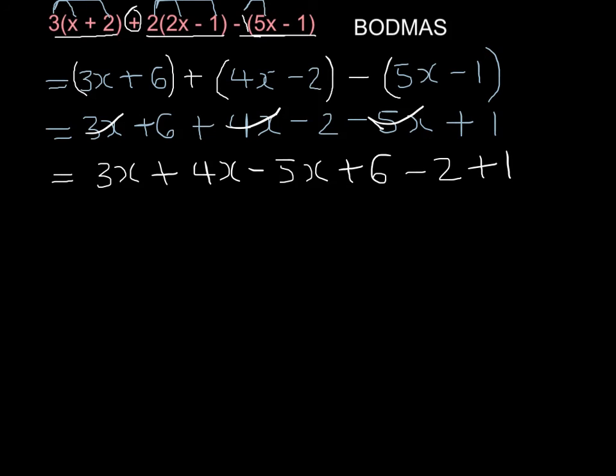Right, so in the next line of the solution, I have 3x plus 4x, which gives me 7x, subtract 5x, which leaves me with 2x, and I have 6, subtract 2, which leaves me with 4, add 1, which leaves me with 5. And that's the final answer.